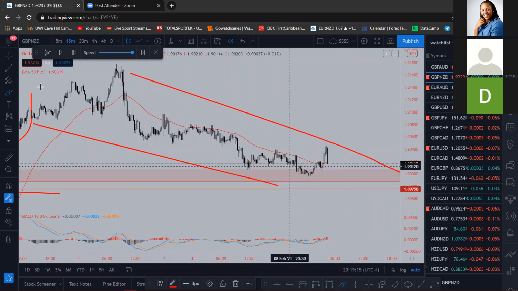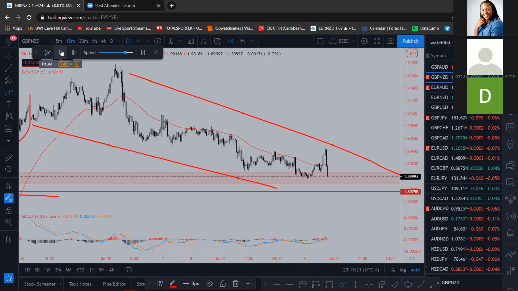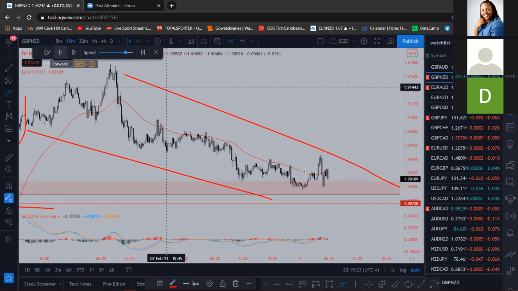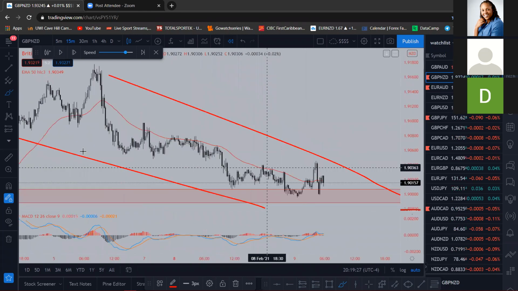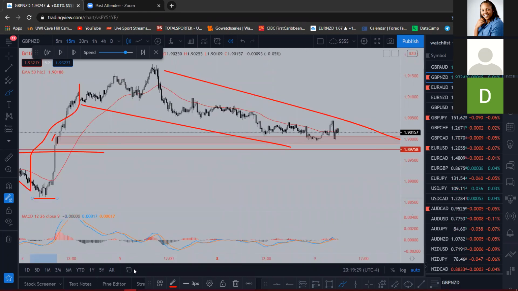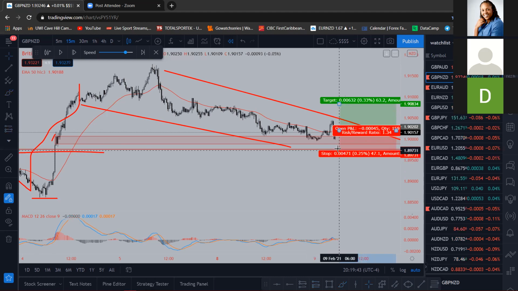So we could either enter here, or we could wait till that candle weakens, where we have another engulfing candle here, and then enter our trade. We can do a little back testing along the way too, to see how we actually utilize the flag patterns and the strategy.